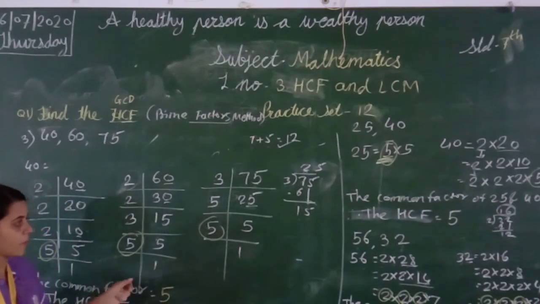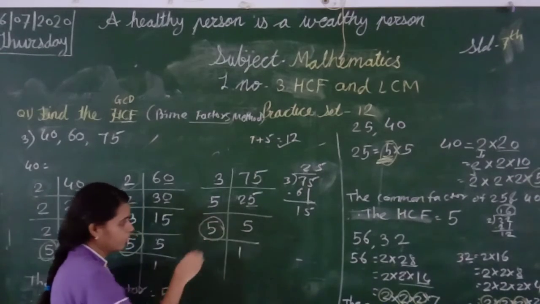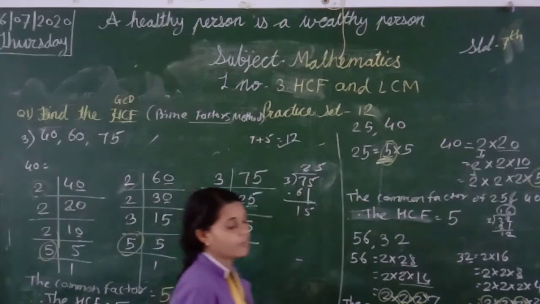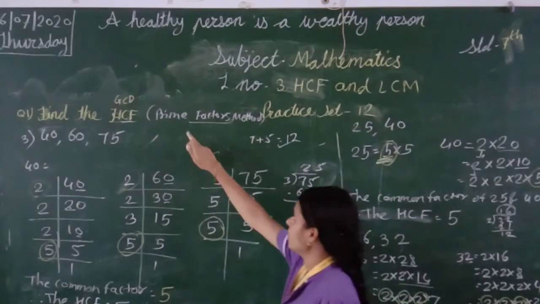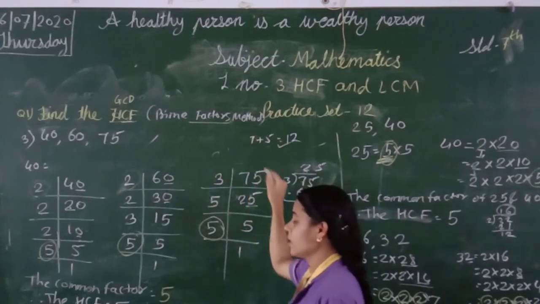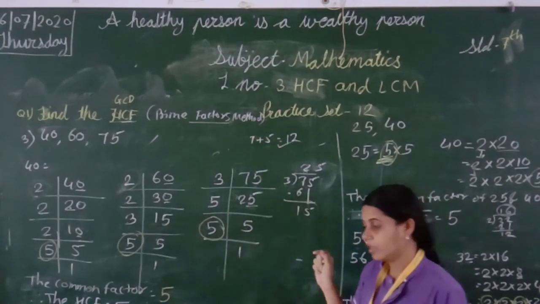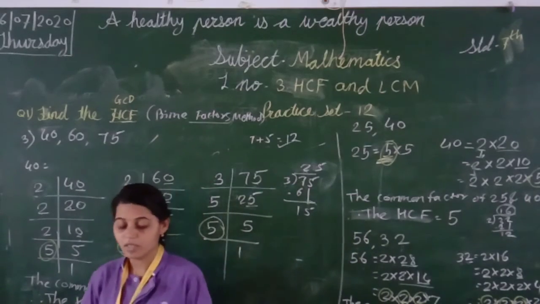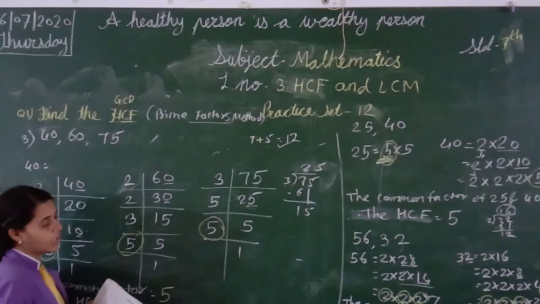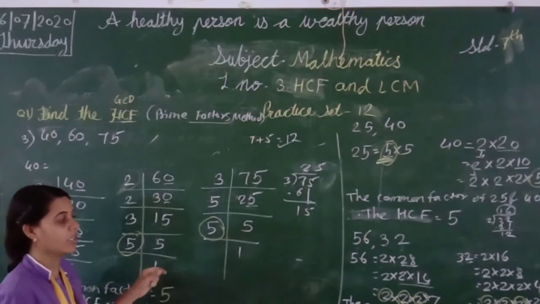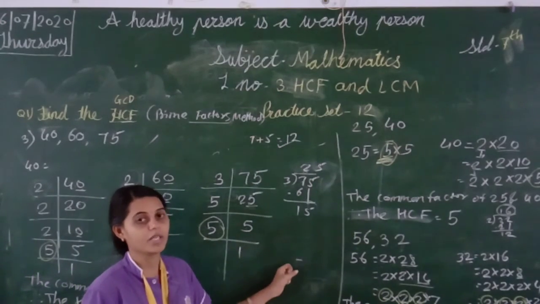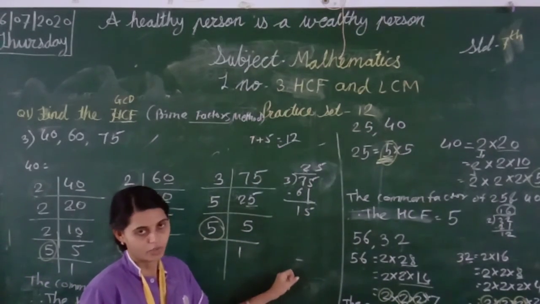Okay students? I hope students you understood. Now there are two methods: the prime factors method and the continued division method. The continued division method we will learn in the next video. I hope students you understood, and the remaining sums you will solve yourself. Okay, thank you.